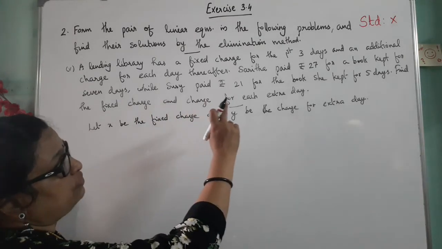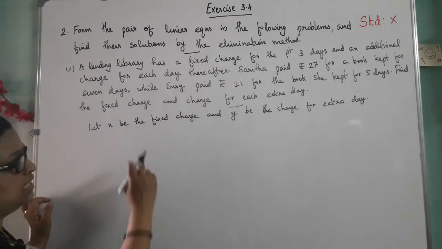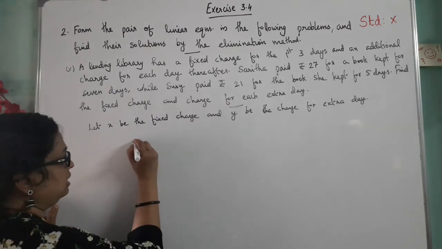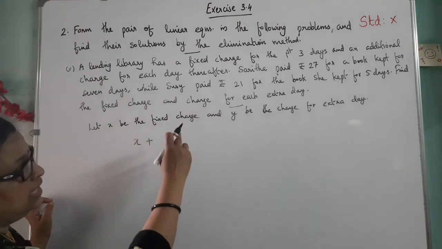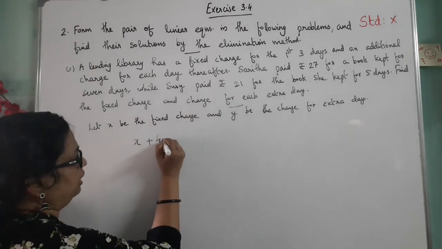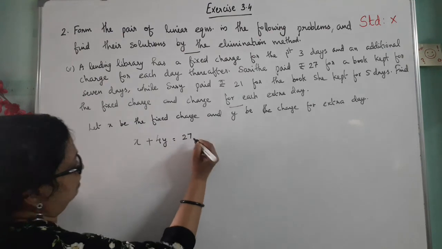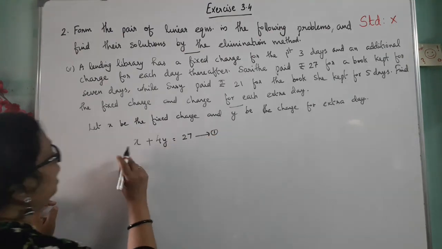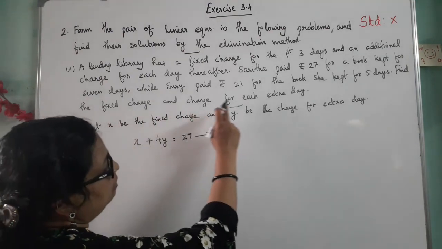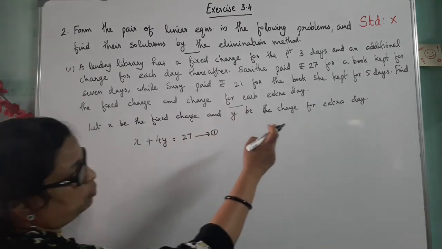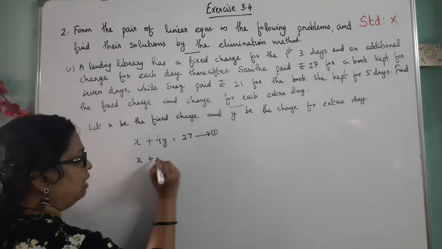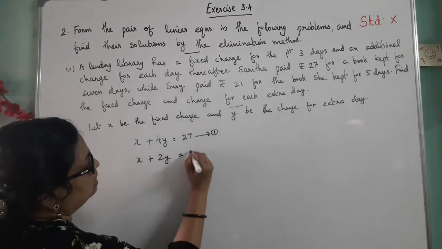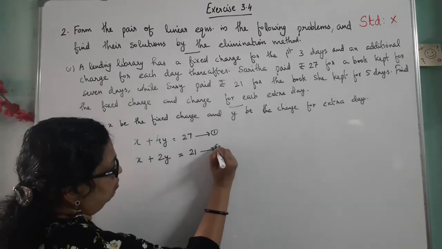So a library has a fixed charge for the first 3 days. So first 3 days the charge is x, then after 7 days, 3 days after, 4 days, that is 4y, is equal to 27. This is equation number 1. And then Susie paid rupees 21 for the book she kept for 5 days. So first 3 days x, then after 2 days 2y is equal to 21. This is equation number 2.